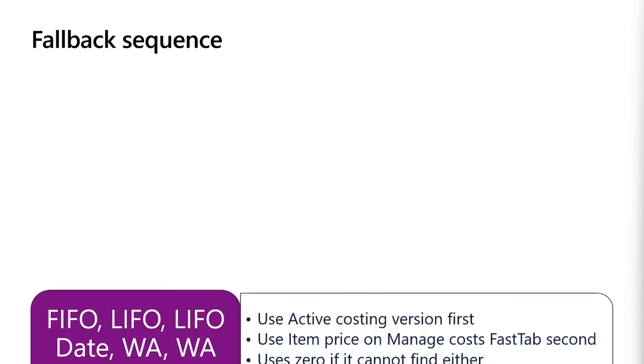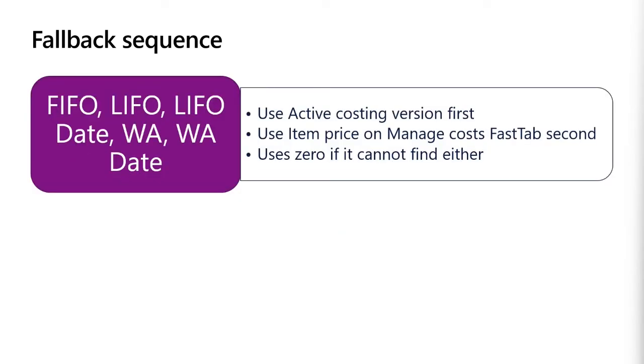Because there are multiple ways, as we just described, that you can define a default cost for an item, it's important to understand the fallback sequence. In other words, in which order will these costs be used when there is no running average available at the time of posting? When you use any periodic model of costing, the system will first look to see if there's an active costing version with a standard cost. If there is none, then the system will look to use the item price on the Manage Costs FastTab in the Released Product Details page. If neither cost is available, the system will use 0 as the issue cost, which we saw in our earlier example.